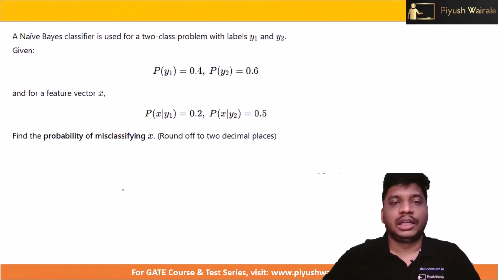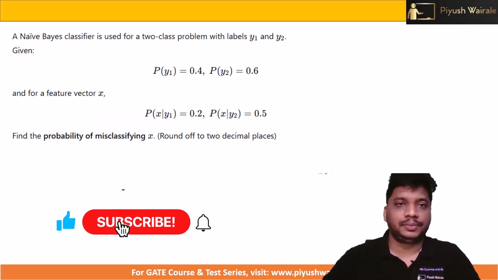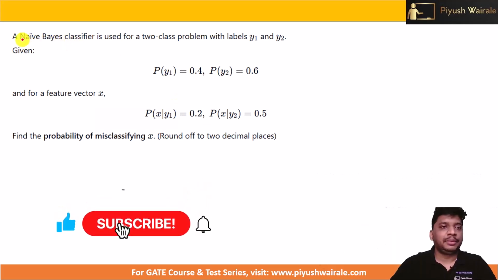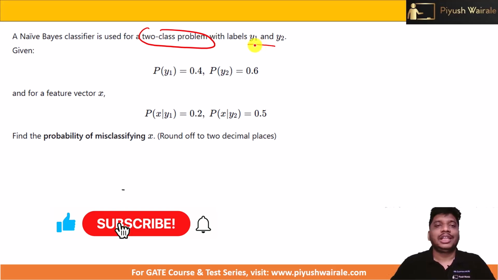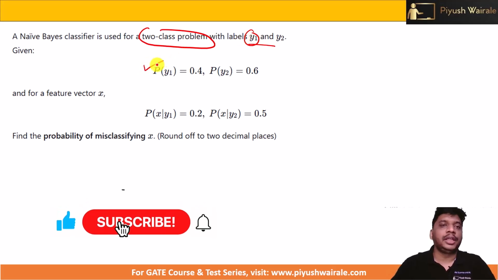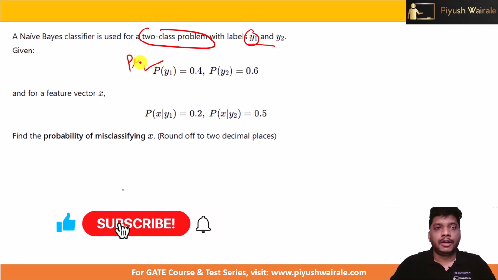Hello everyone. Let's try to solve a few questions based on the Naive Bayes classifier here. You can see our statement here. A Naive Bayes classifier is used for a two-class problem with labels y1 and y2. So we are dealing with a binary classification problem. We have two classes y1 and y2 here, and this is the given probability, which is basically a prior probability.